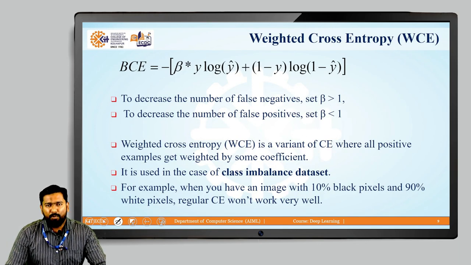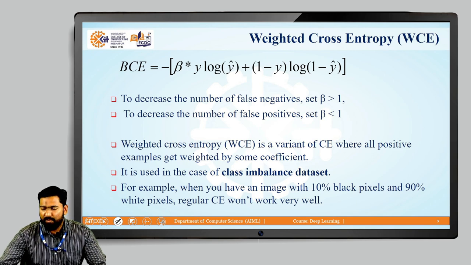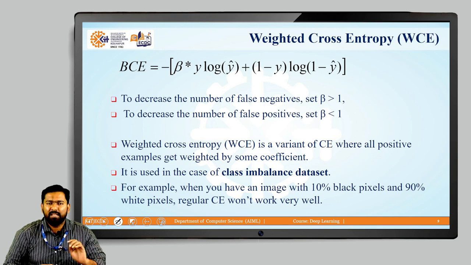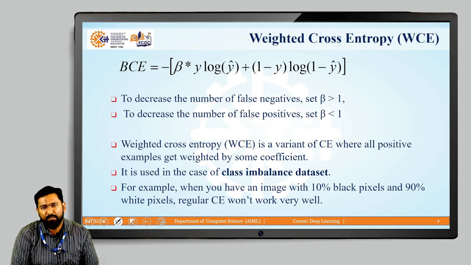Next one is weighted cross entropy. This is the same as cross entropy. The only difference is we have a weight, multiply beta into y log y cap. So if the beta value is greater than 1, this term will have higher weightage, which means the positive predictions will have higher weightage compared to the negative samples. Similarly, if the beta is less than 1, this will have less weightage, so the negative samples will have higher weightage. To decrease the number of false negatives, we'll set beta greater than 1. Similarly, to decrease the number of false positives, we'll set beta less than 1. So it is similar to cross entropy. The only thing is the positive term is weighted with a factor beta.